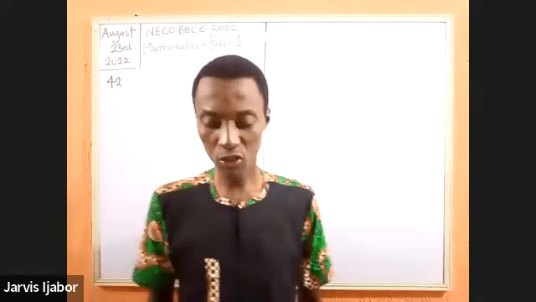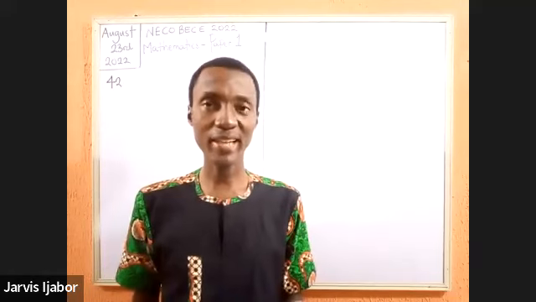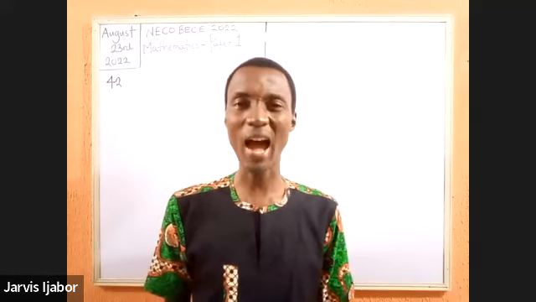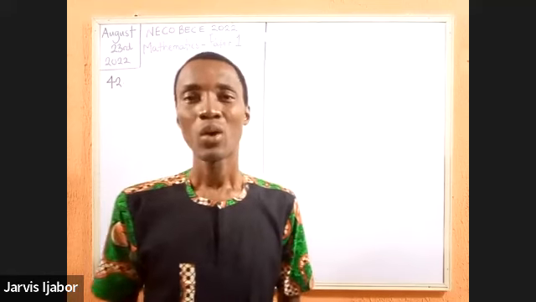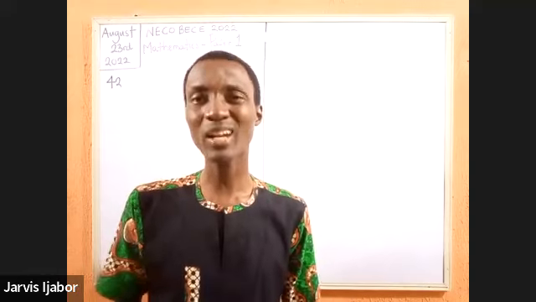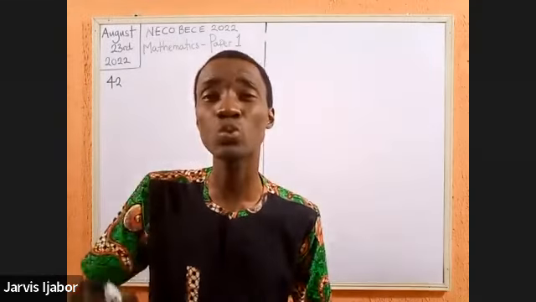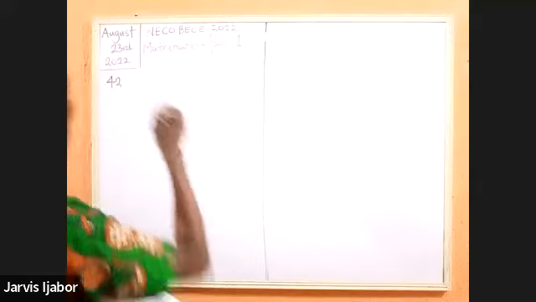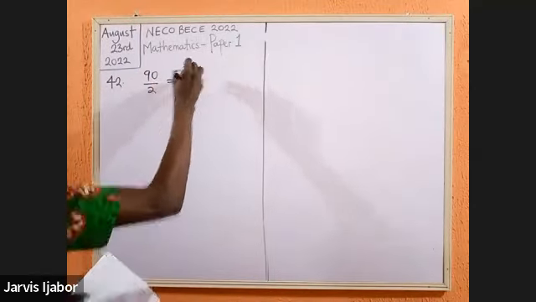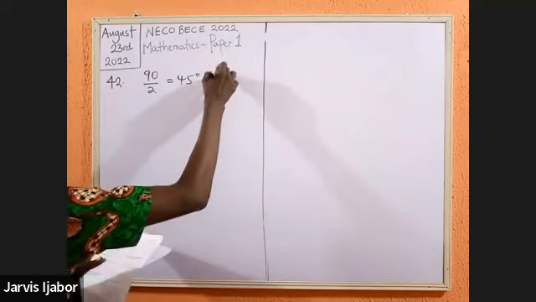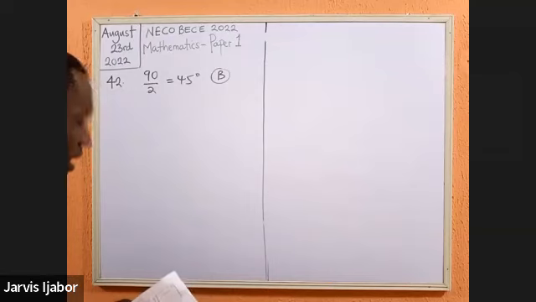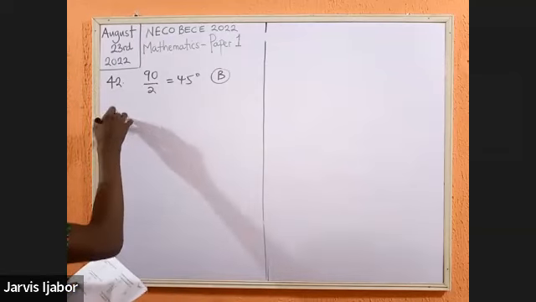In question 42, it says, if angle 90 is bisected, it will result to angle what? The concept of bisecting is to divide into 2 equal halves. So simply what this question is saying is 90 divided by 2. That's 45 degrees. So straight away, the answer is B. There are questions that are at a very elementary level.